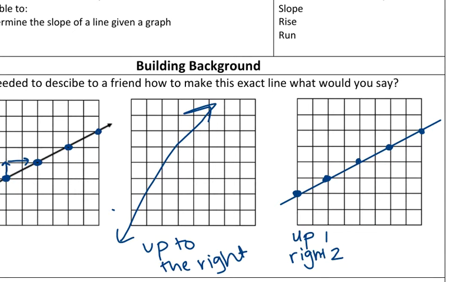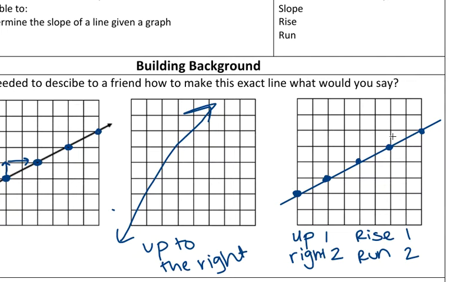So that's how we describe slope. It's describing how we get from point to point to point. And instead of using the word up, we use the word rise. So this would be a rise of 1. And then we use the word run, and a run would be of 2. So it's rise 1, run 2.